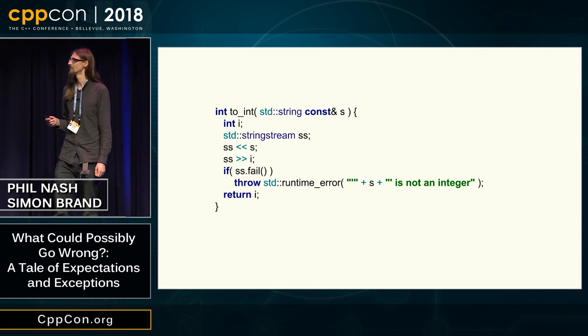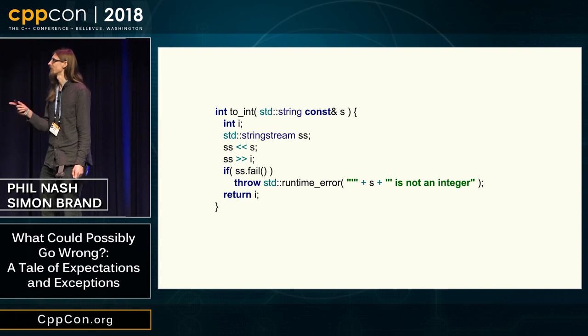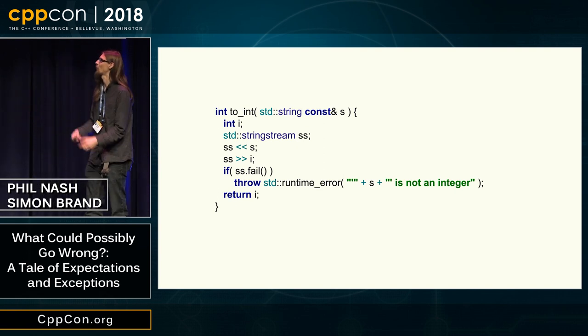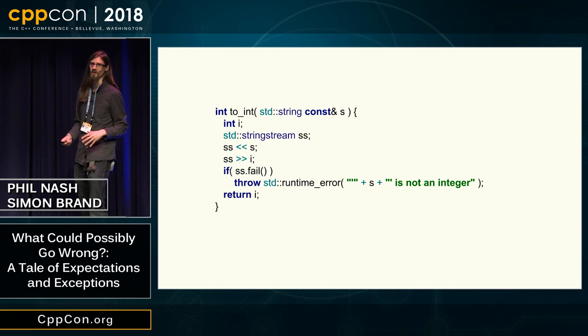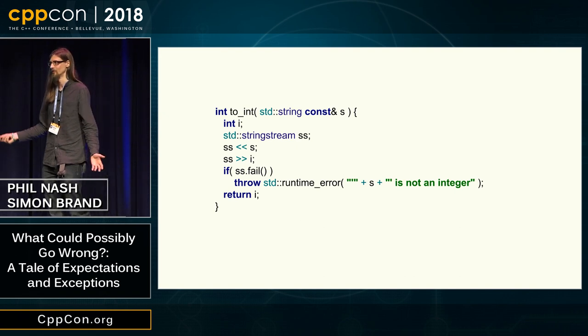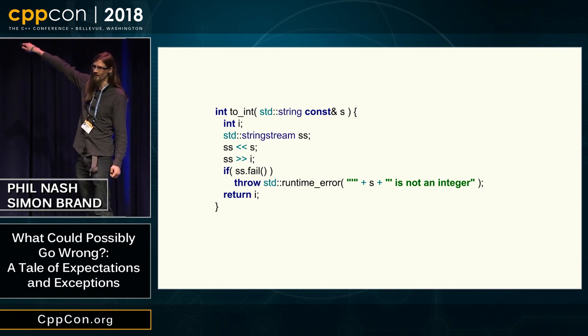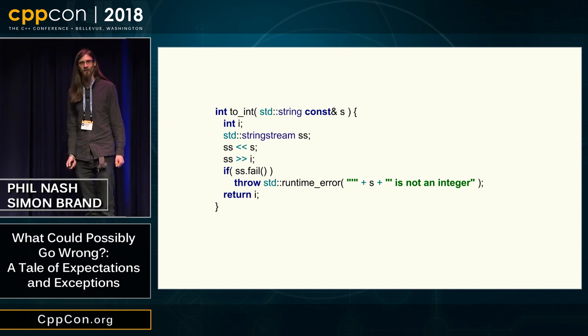You don't really want to pay the cost of exceptions if it fails. Yeah, exactly. We might want to read ahead or try and do something with a string and then realize, oh, it's not an int, it's actually cheese. So do something else. So throwing here is essentially using exceptions for control flow.